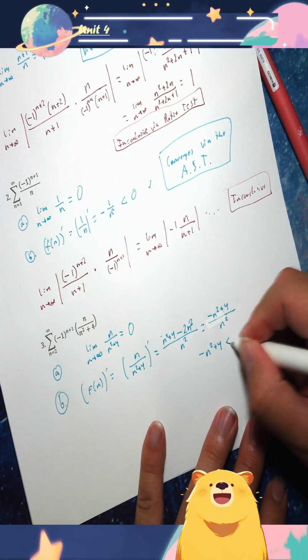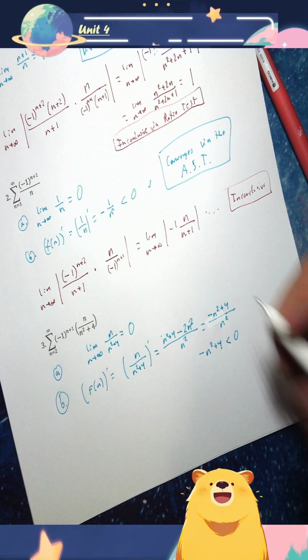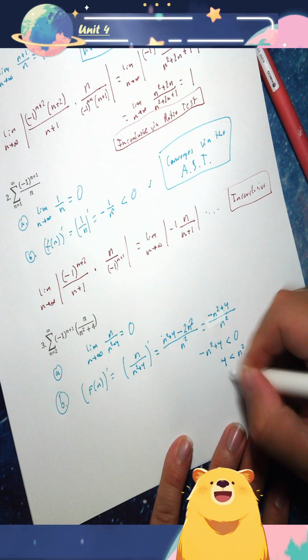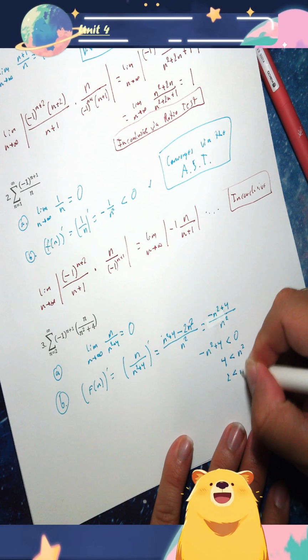Negative n squared plus 4 over n squared plus 4 squared. The bottom is always going to be positive, but we care about when this top part will be negative, because the expression just includes a negative. So we care about when this is less than 0, which we can do: 4 is less than n squared, square root to get 2 is less than n.